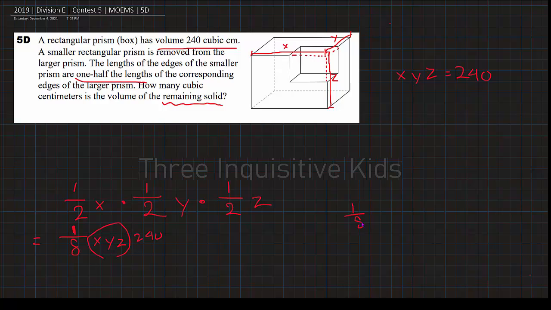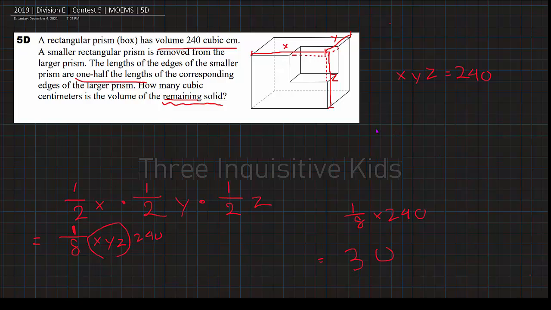1/8 times 240, which is the same as 240 divided by 8. And the final answer is 30. So there we go, that's our answer. Or is it? Because that's just the volume of this smaller solid here, but we're trying to find the remaining one. See how I underlined that? The remaining solid. So what do we do here?